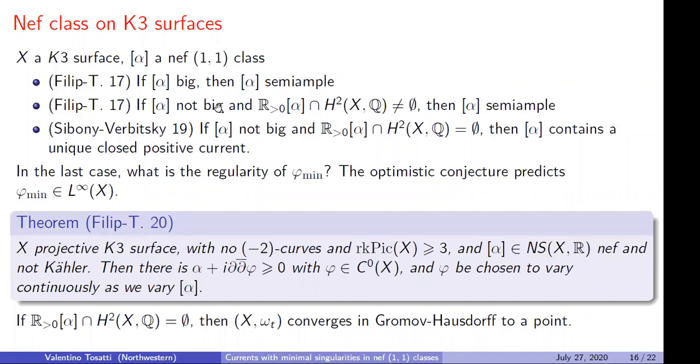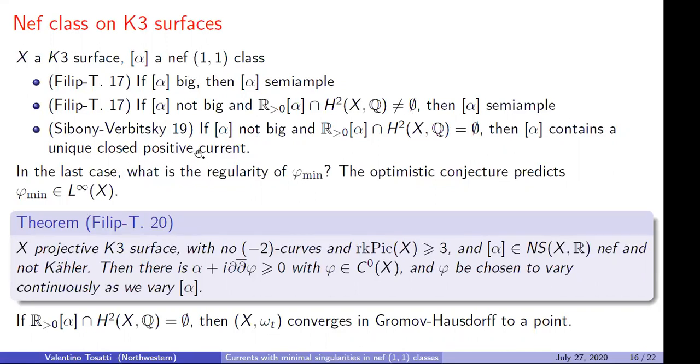If alpha is not big, and if the half line spanned by alpha contains some rational point, then alpha is again semi-ample. This is, again, essentially standard K3 surface geometry. However, Sibony and Verbitsky, unpublished still, but you can find some notes of a talk by Verbitsky, prove that if alpha is again Neff, but not big, and this half line has no rational points, then alpha contains a unique closed positive current.